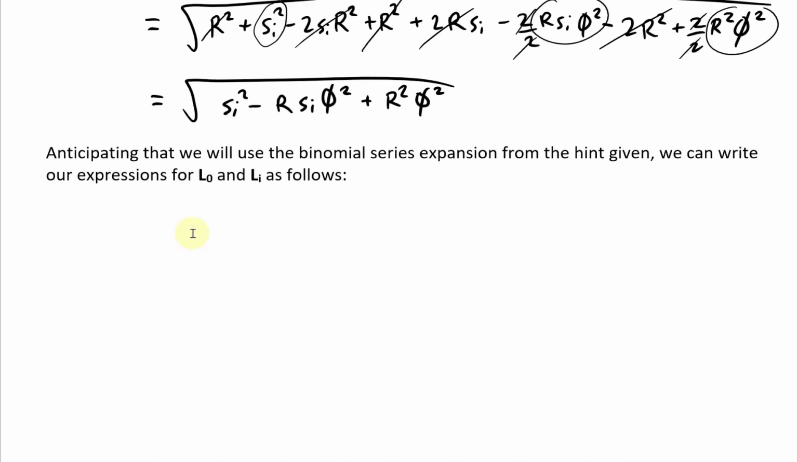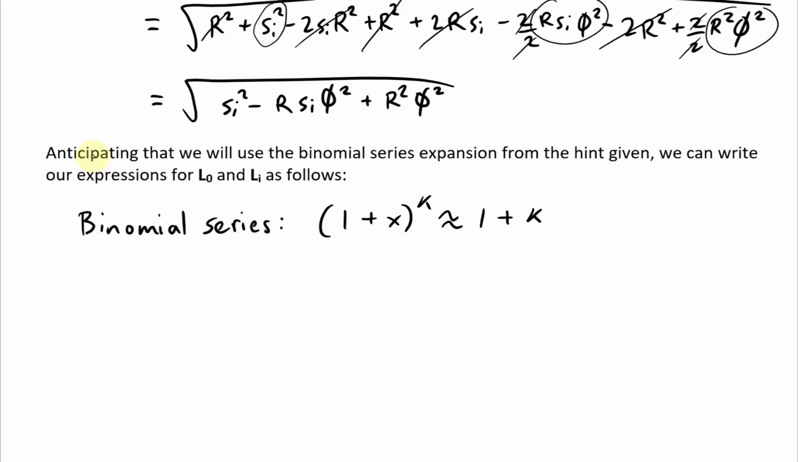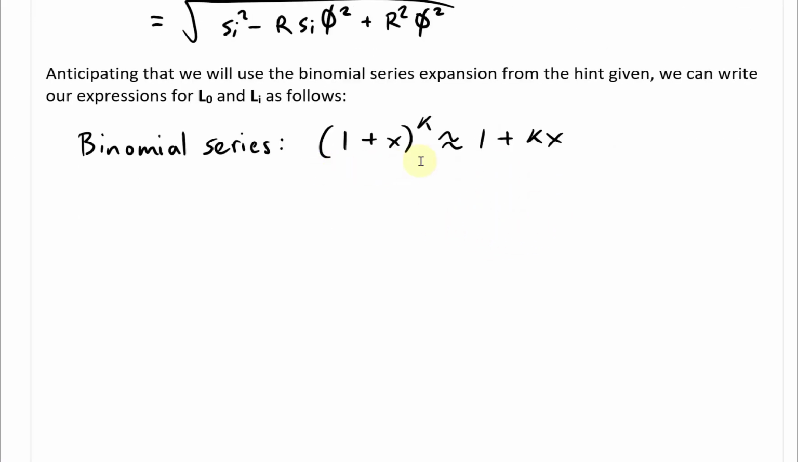So let's just jump right in. Anticipating that we will use a binomial series, let's just write it down. Let's just use the first two terms because I already have this ingrained in my head. This binomial series is just 1 plus x to the power of k, and remember, it's going to be the binomial coefficients. This is approximately equal to 1 plus kx. The next one's going to be k times k minus 1 times x squared divided by 2 factorial, but we only want the first two, so this is approximately equal to this. So that's the binomial series approximation.